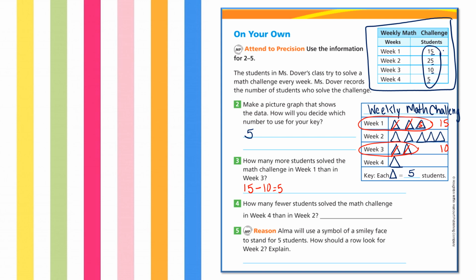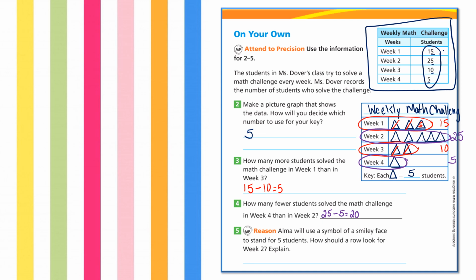Number 4, how many fewer students solved the math challenge in week 4 than in week 2? So now we're comparing again, but we're comparing week 2 and week 4. Wow, a lot fewer students solved the math challenge on week 4 than on week 2. And let's see how many fewer. For week 2, I have 5, 10, 15, 20, 25 students. And in week 4, I have 5 students. So again, I can subtract to find the difference. 25 students minus 5 equals 20.